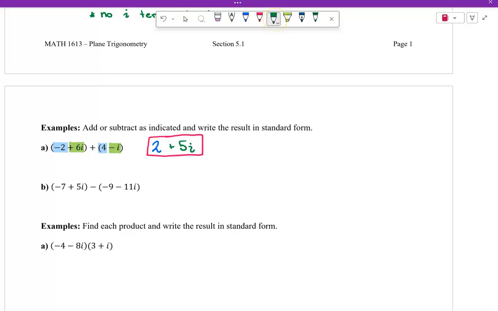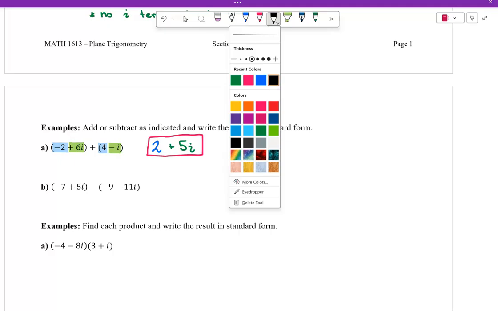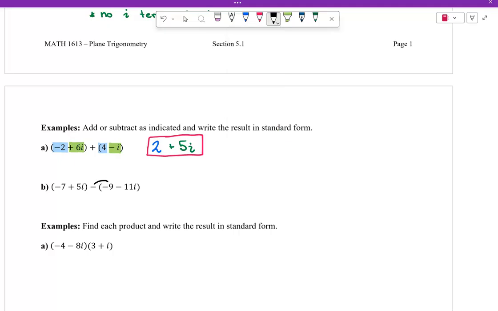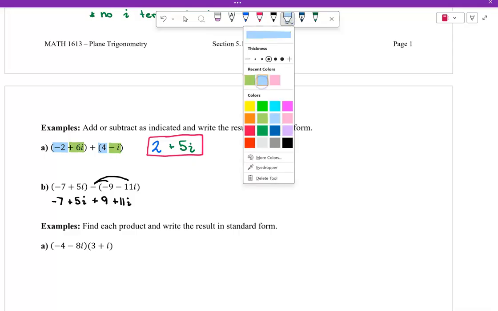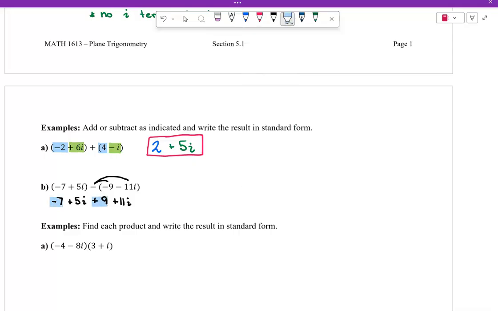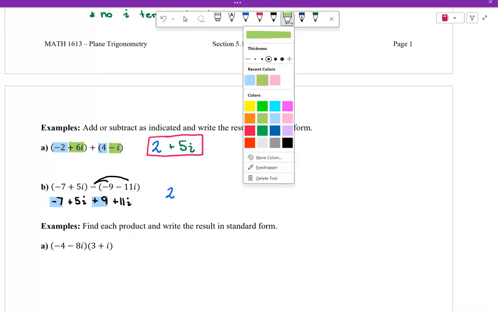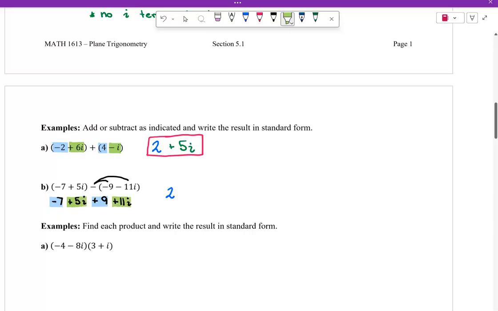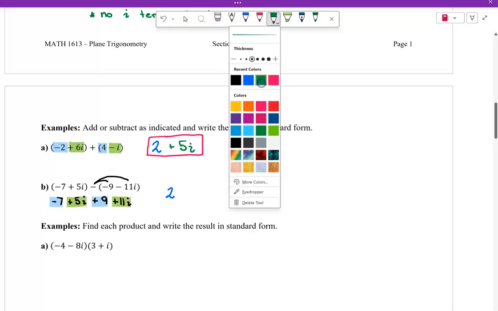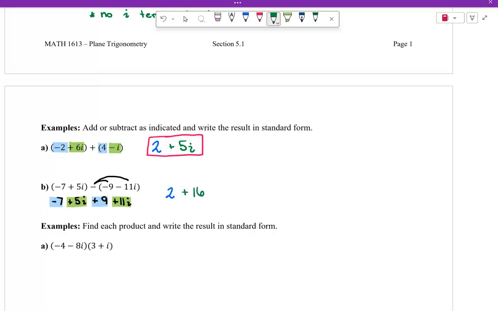Okay, but remember on this other one, I mentioned when we have a minus sign, what I like to do is distribute. So we're going to have negative 7 plus 5i. Two negatives here make a positive, and then two negatives here make a positive. So again, I would just ask myself, what's negative 7 plus 9? 2. 5i plus 11i gives us the 16i.